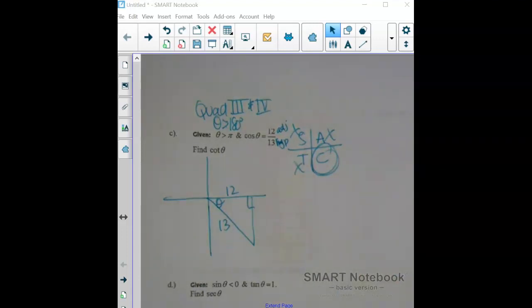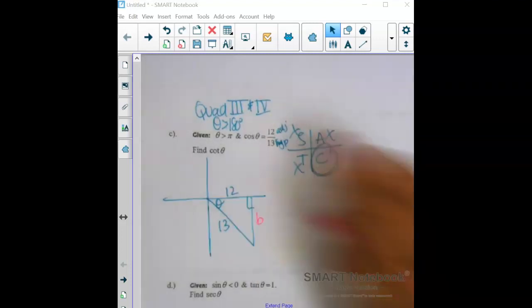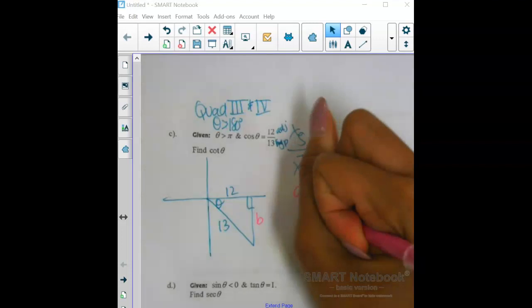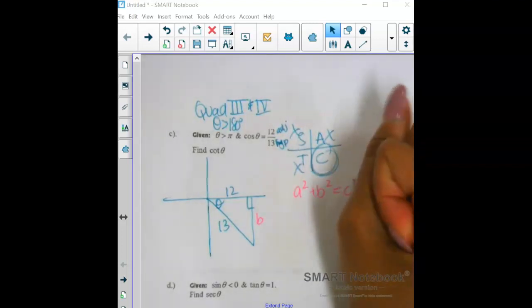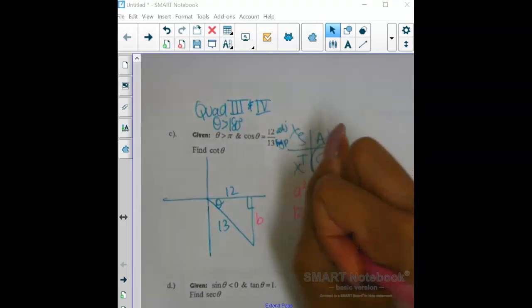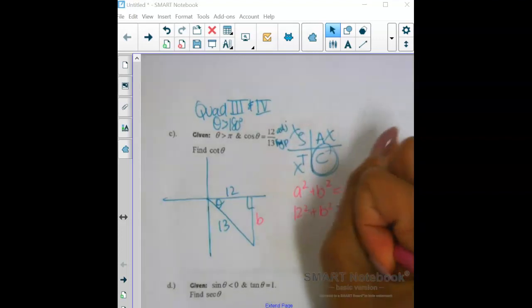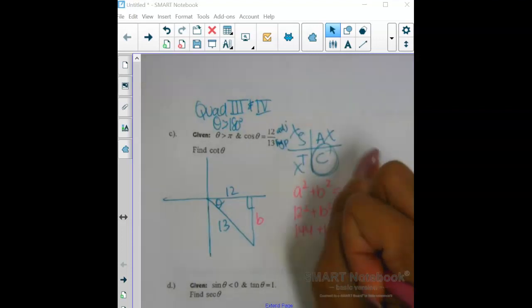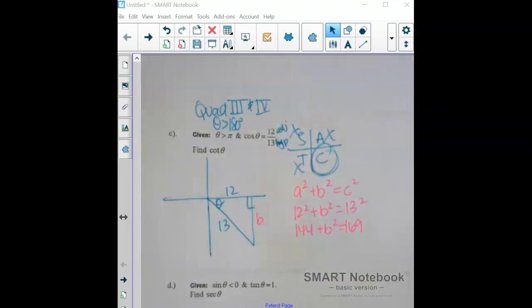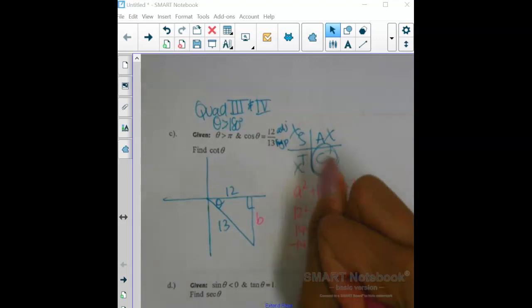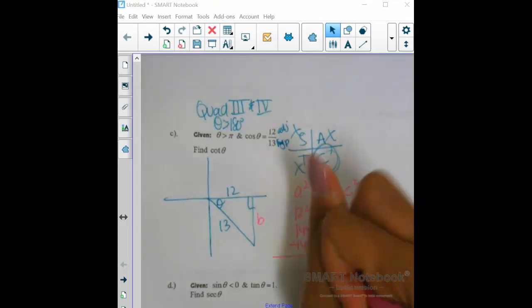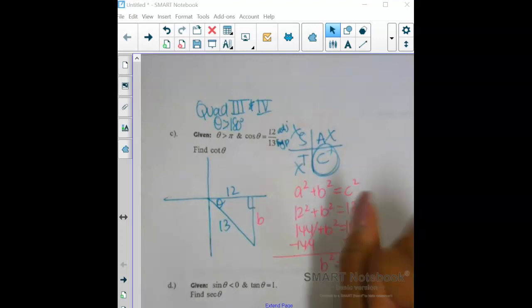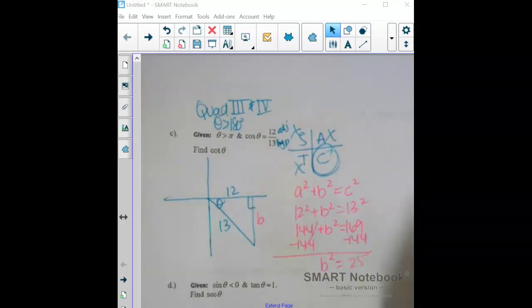Just like we did on the last question, we need to figure out what that number is going to be. So we need to find out what your b value is now. So a squared plus b squared equals c squared. We're going to take 12 squared plus b squared and set it equal to 13 squared. That's 144 plus b squared equals 169. And then I'll subtract 144 on each side. B squared is going to equal 25, which means that b will equal 5.